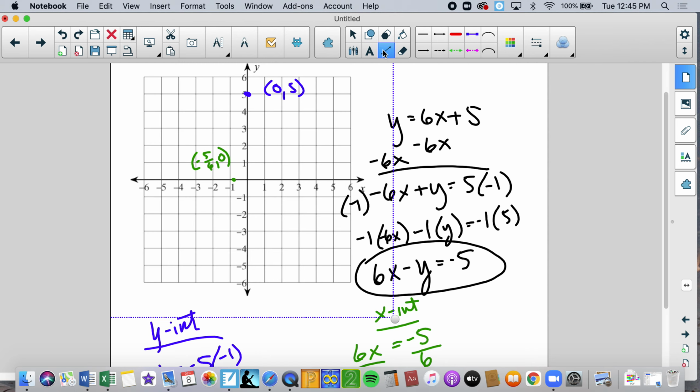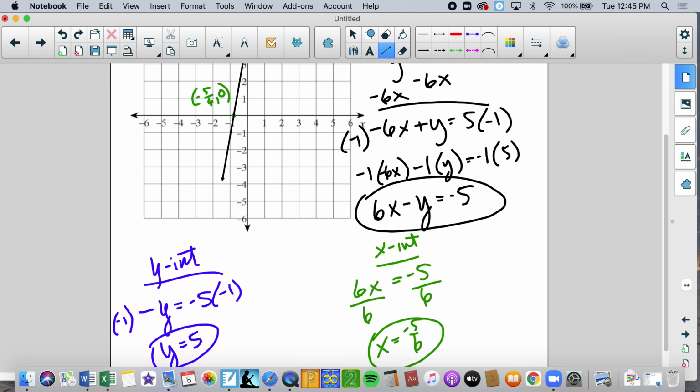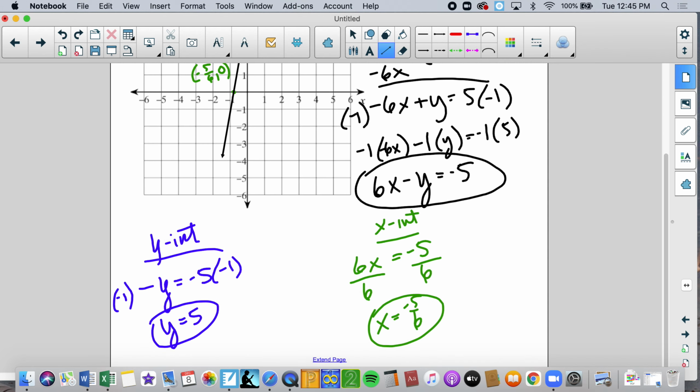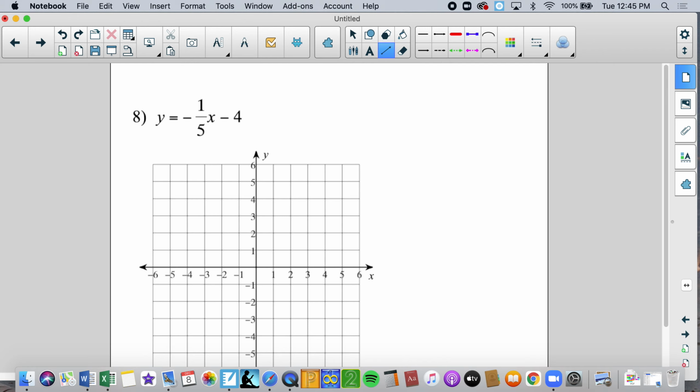I'm going to connect the dots with arrows. Make sure your lines have arrows to show that there are an infinite number of solutions. So the first thing you're always going to have to do with these problems is put them in standard form first, and then find the x and the y-intercepts.